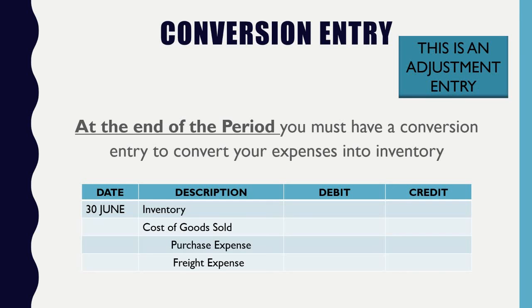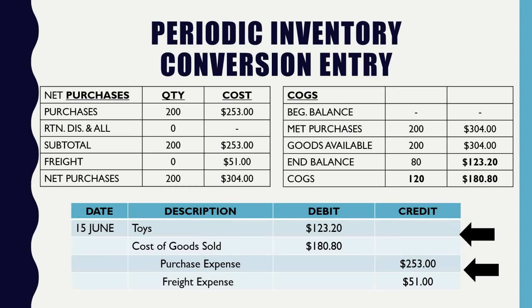Once we reach the end of the period and we need to convert it into inventory, what's going to happen? I put the table here in front of you so you can recognize where to get the information from. We bought toys, so that's our inventory item. We're converting it into inventory, which is an asset, because we still had 80 items left in inventory. Therefore, we need to convert 80 of those items into inventory, which cost me $123.20.